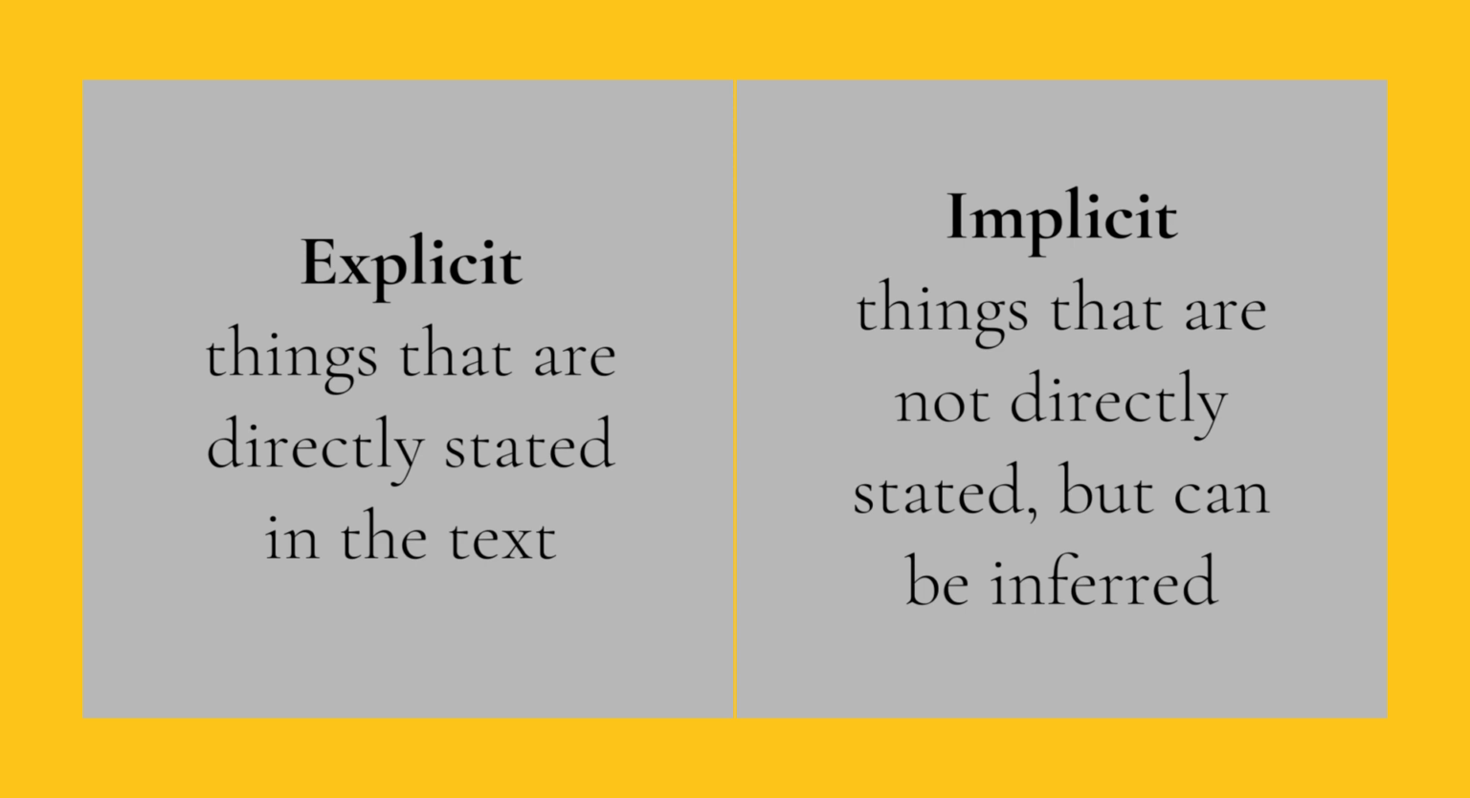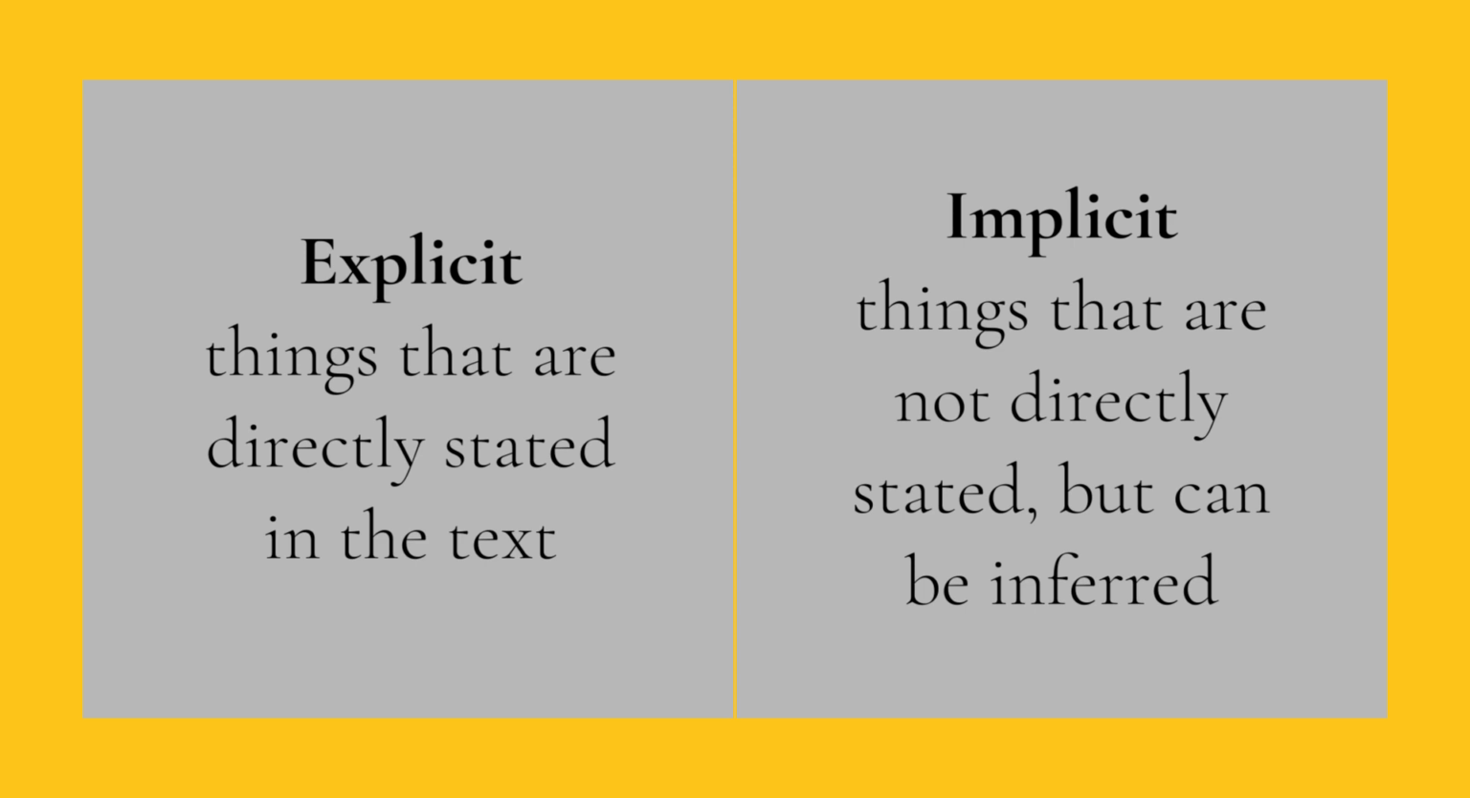Sometimes those details are things that are directly stated or shown in the story. These are called explicit details. And no, we're not talking about bad words. In literary terms, explicit simply means directly stated.